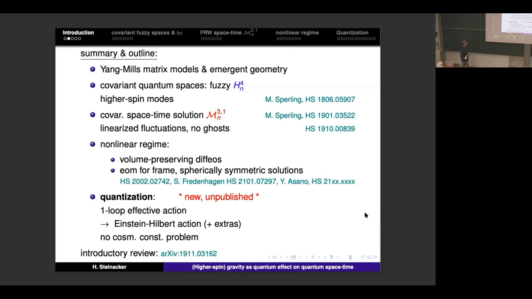But the main thing I want to talk about today, and I really hope to get there, is the quantization. This is unpublished, but it will hopefully soon be published. I will basically compute the one-loop effective action on this background. And the point will be, yes, indeed, as expected, you will get the Einstein-Hilbert action plus some extra stuff, of course. Moreover, the extra bonus is that it seems there is no cosmological constant problem, which is also the very basic underlying motivation of this approach. There is some hope, at least.